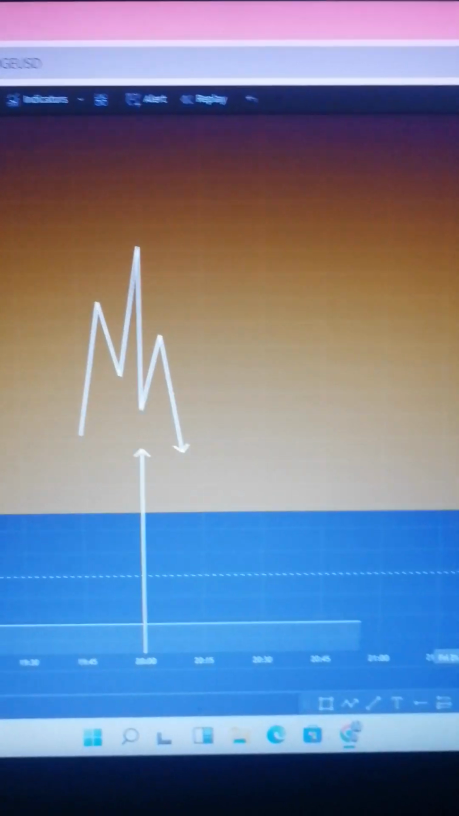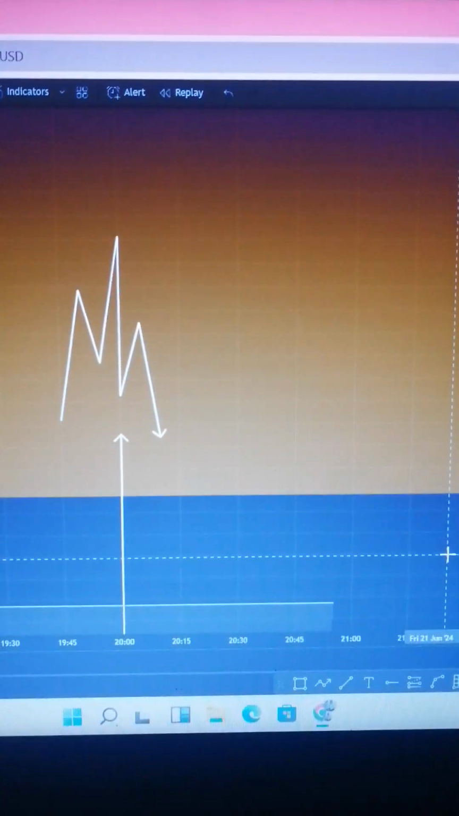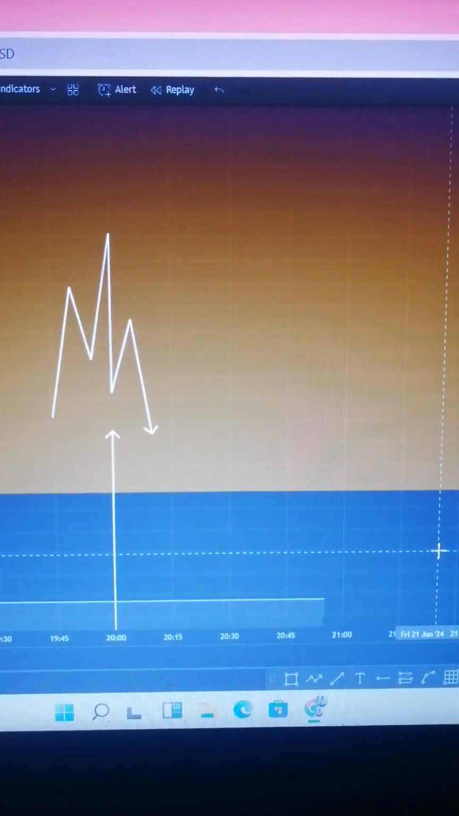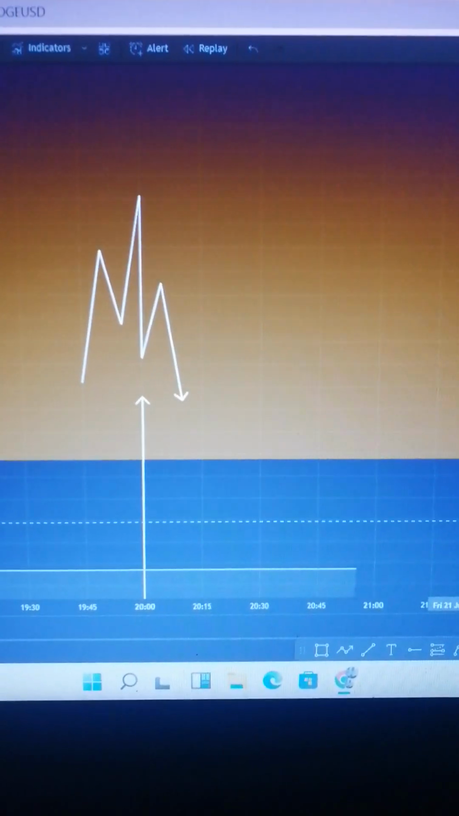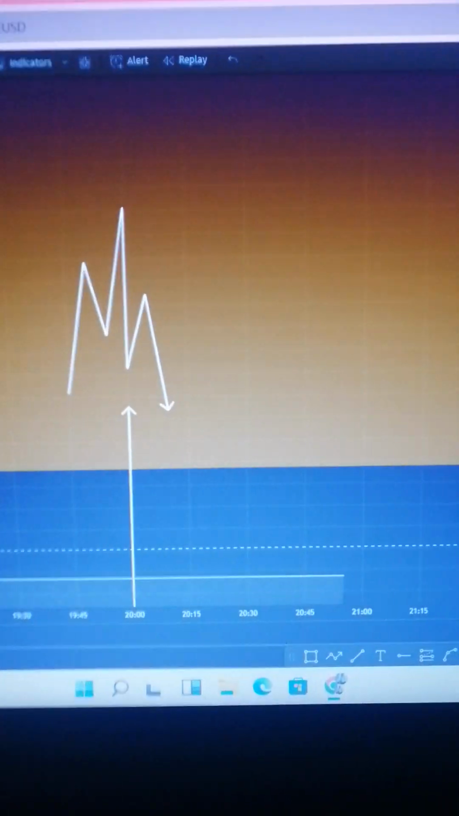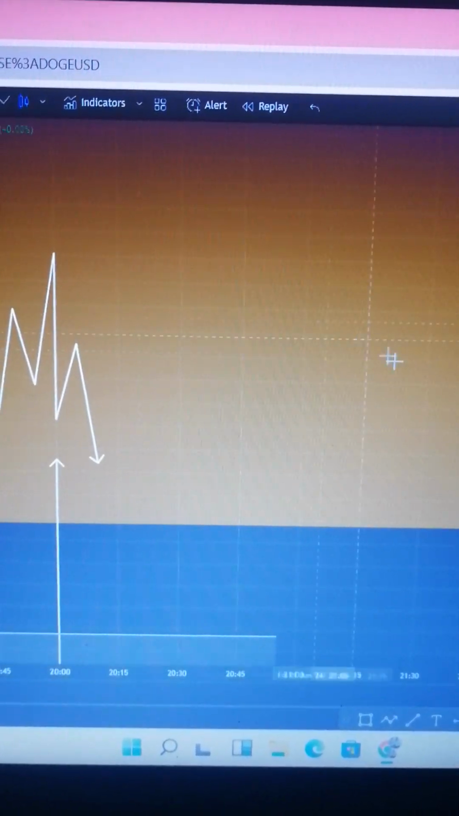Some people can call it head and shoulders. You see? Some people can call it another name, Quasimodo. Yeah, that's what people call Quasimodo. But they will put a trend line here and a trend line here. They call it Quasimodo. So different names, but we use it the same way.